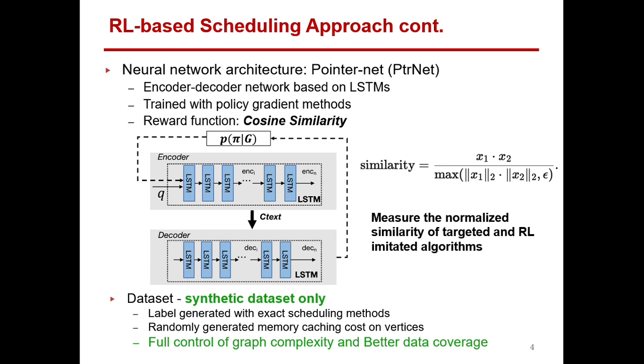One of the main challenges of RL work in the area of optimization is the lack of labeled datasets, and the RL formulation enables us to use synthetic data only and still be able to generalize to our problems very well. So we randomly generated our node attributes, such as the memory caching and so on. All of the labels are generated with the exact method. With the synthetic dataset, we have full control of graph complexity without massive data collection, because that is time-consuming.